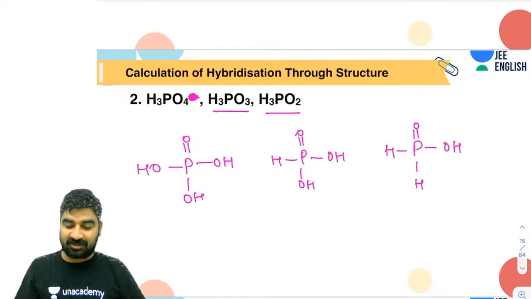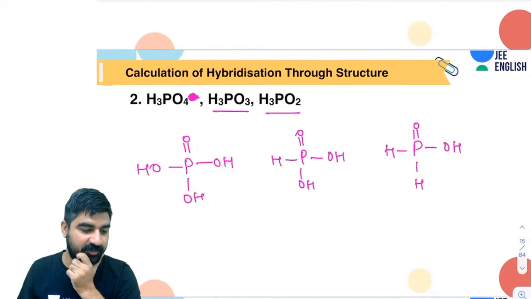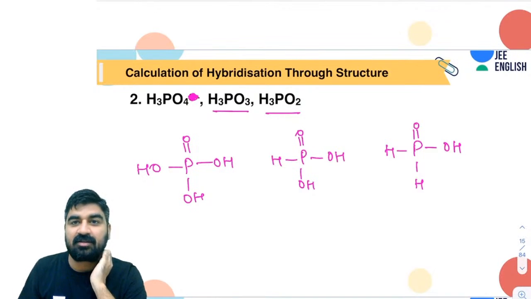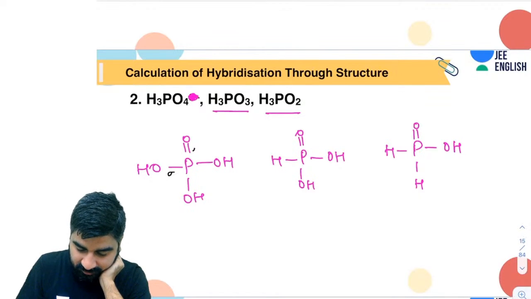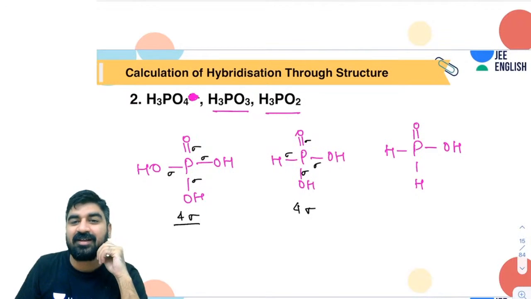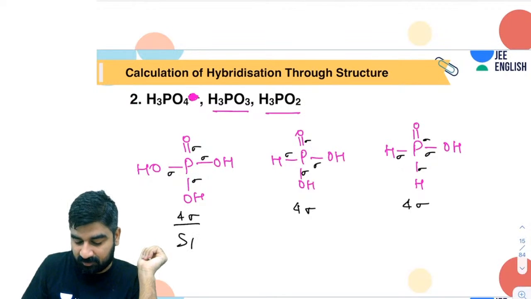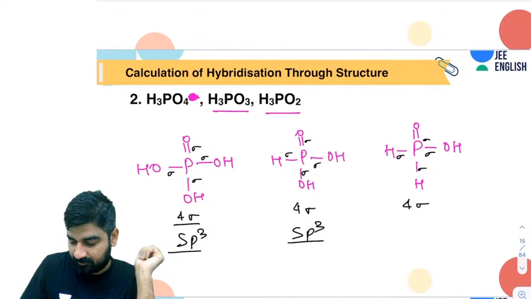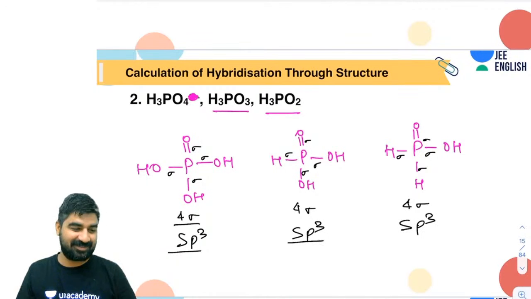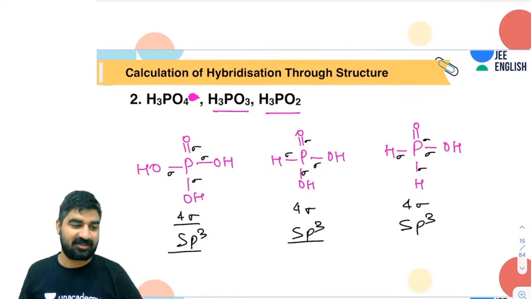Yes. So just count the sigma bonds over here. How many sigma bonds are there? Just count them. So in the first case, guys, there are 4 sigma, and again 4 sigma. Everywhere we have 4 sigma, so hybridization will be sp3. Got it? Hybridization will be sp3. Any doubt, guys? Any doubt, please tell me.